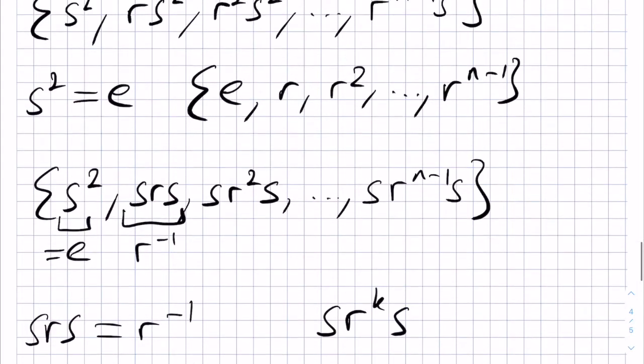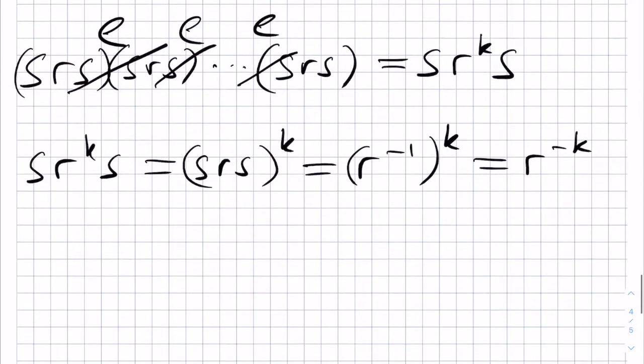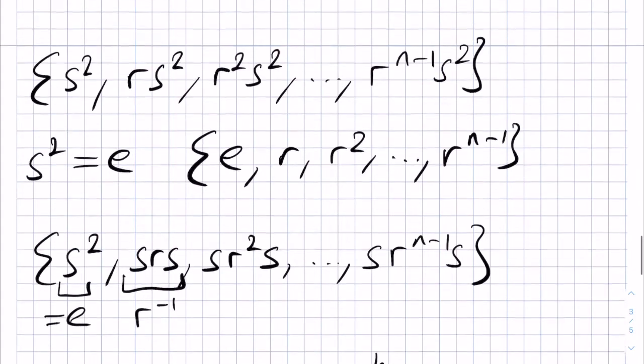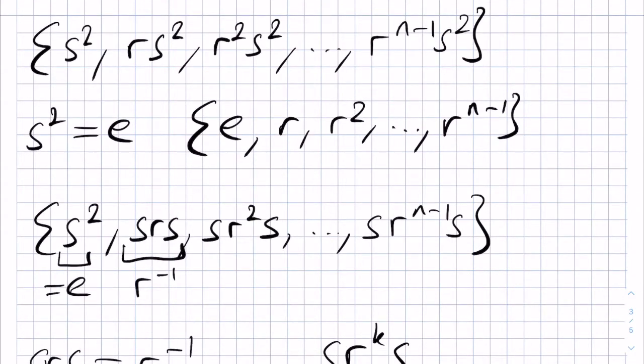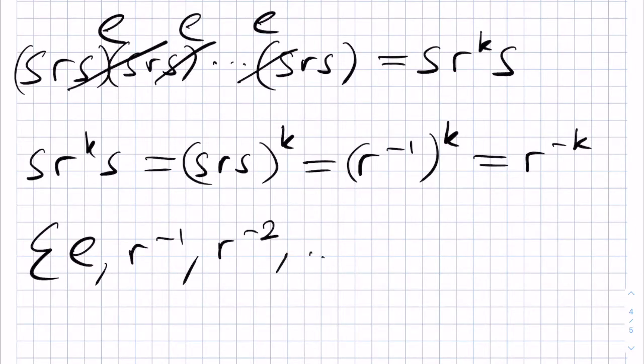Hence, all of these terms here, by using this result repeatedly, are e, r to the minus 1, the next one will be r to the minus 2, because the SR squared S becomes r to the minus 2, and then so on up to r to the minus n minus 1. Are these a set of new elements?